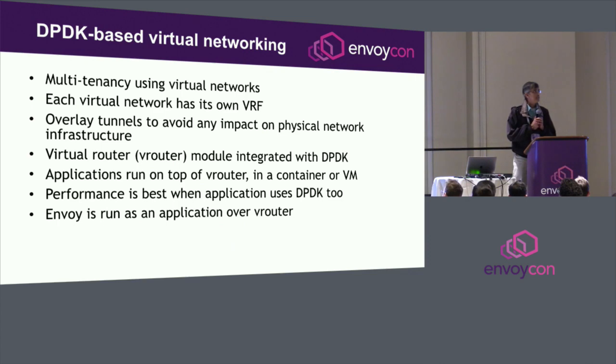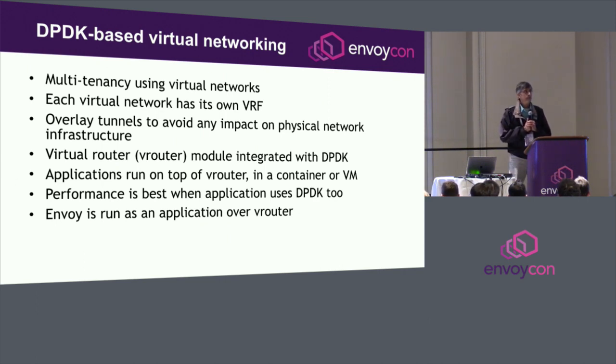So on top of DPDK, we've added support for virtual networking. And this is what allows support for multi-tenancy. So each tenant would get its own virtual network, which is basically its own VRF. And on the wire, we use overlay tunnels. And the overlay tunnels are what separate the virtual infrastructure from the physical infrastructure. So you could have changes in the virtual network without having any impact on the physical network infrastructure itself.